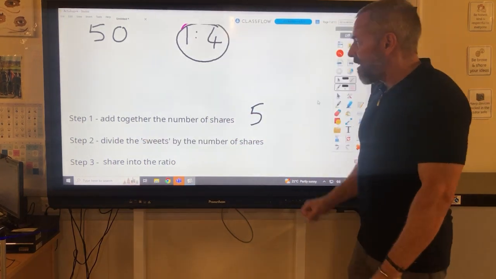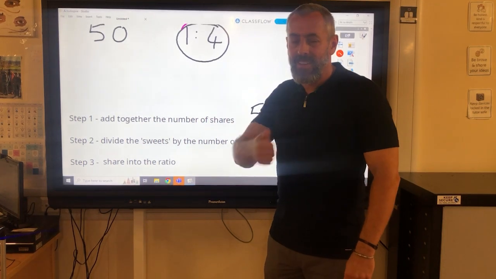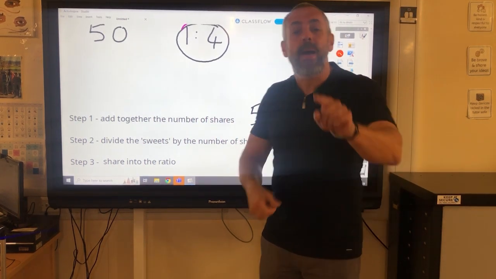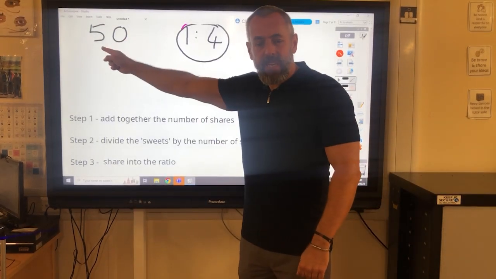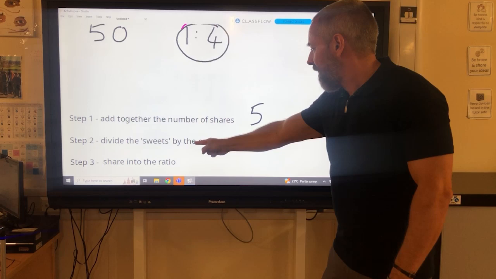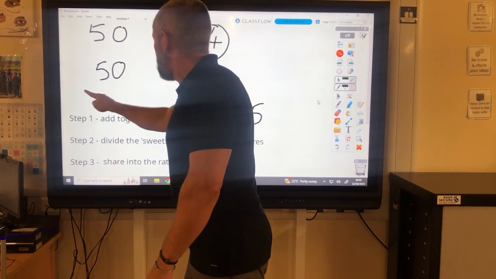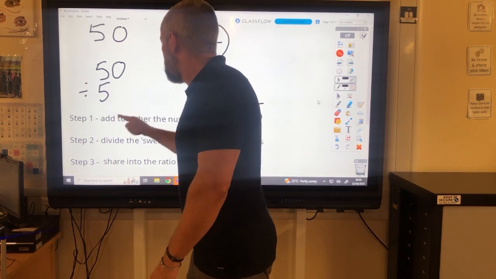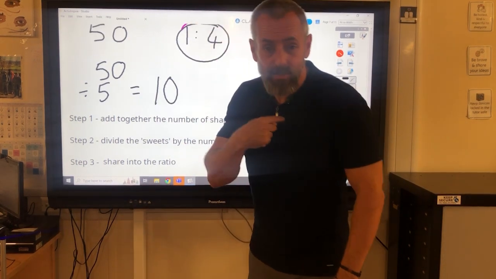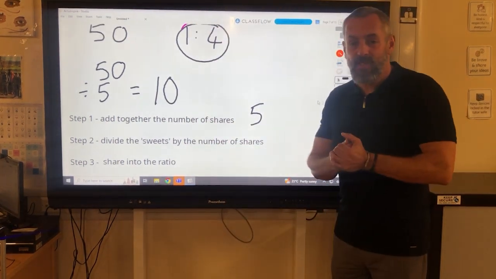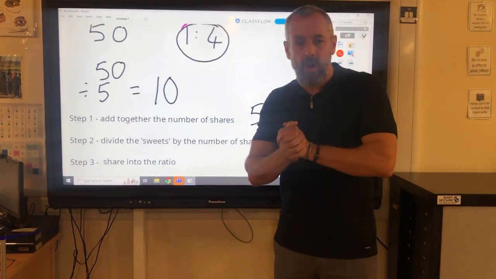Step 2, divide the sweets by the number of shares. We have got 50 sweets, and we're going to divide it by the number of shares. Essentially, we have got 50 divided by 5, which gives us 10. So that means that each share is worth 10.